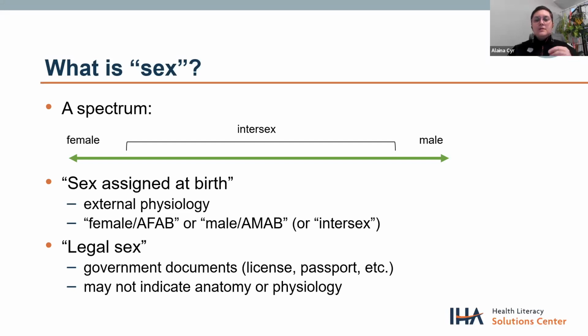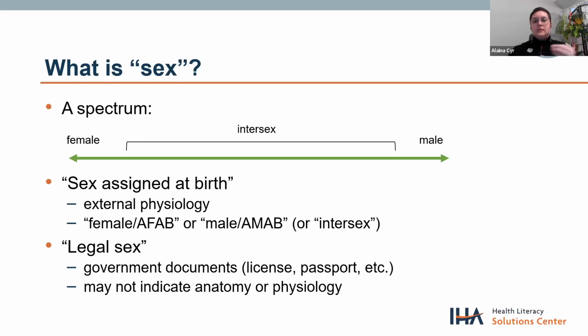When we talk about sex as a concept, we're usually meaning one of two things. That could either be sex assigned at birth. And again, this is based on the external physiology when the baby is born. And we often call that assigned female at birth, or assigned male at birth. But there is also this concept called legal sex, and really that is just what the government sees you as. They're not always the same.